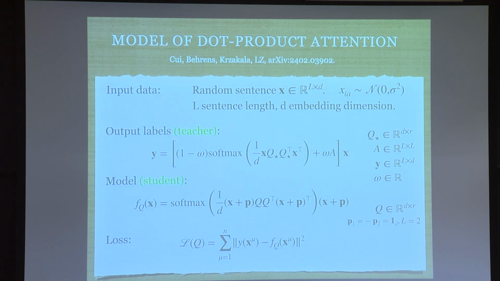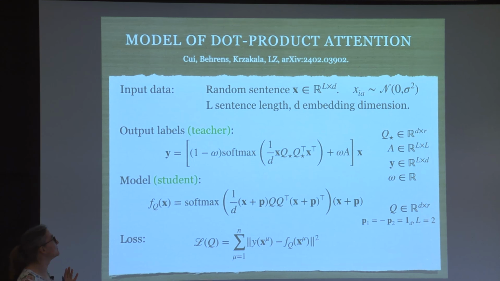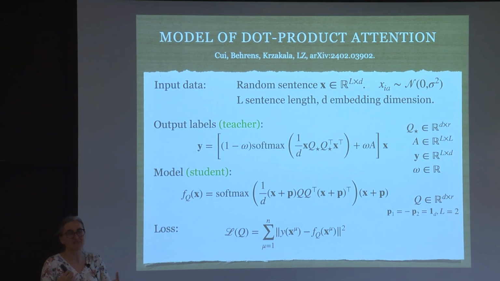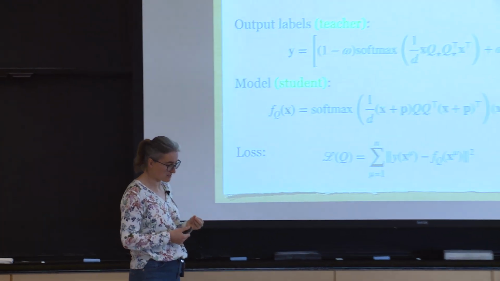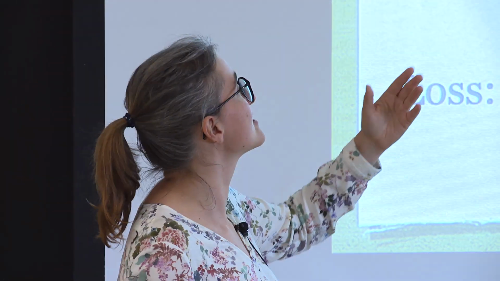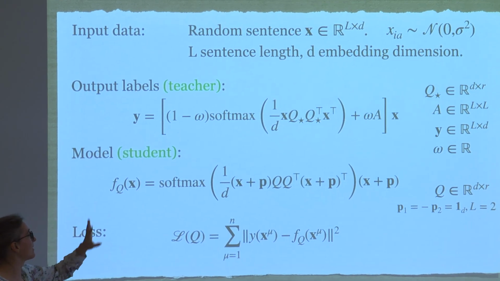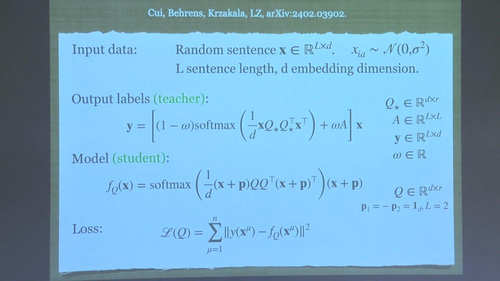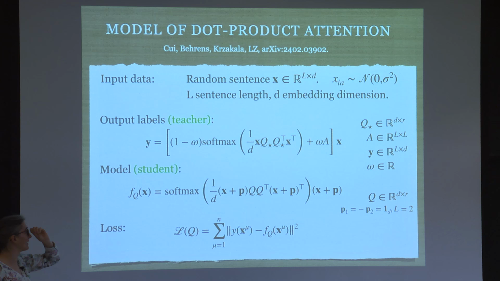So what did we do? As I anticipated, we simplified things enormously, but along similar lines to what we have seen yesterday and the day before. First of all, we have a synthetic model for the data. Our inputs are random IID matrices, random sentences, where all the elements are just Gaussian numbers of a given variance. The sentences have length L and embedding dimension D, as we introduced these numbers before.